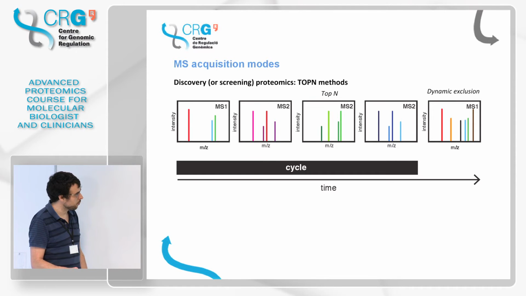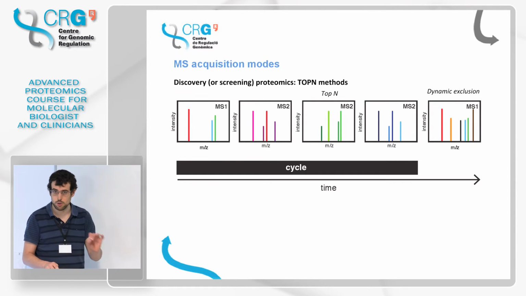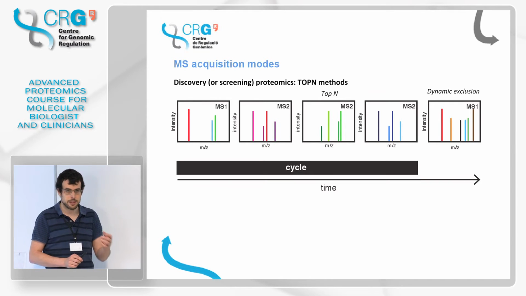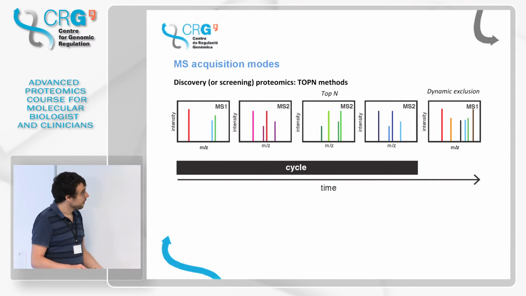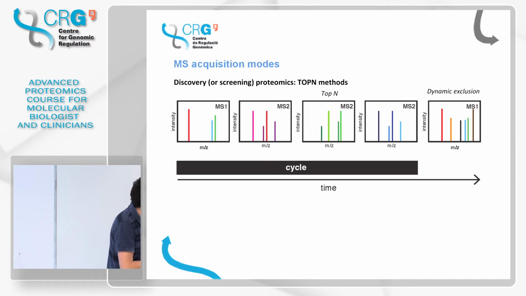And now what I see is that the red one is still there. It's still eluting from the column. Maybe it's a very abundant peptide, but other things start appearing too. And now I repeat exactly. I also want to select, for example, other ions, but the red one I already know, so I don't want to sequence it again.